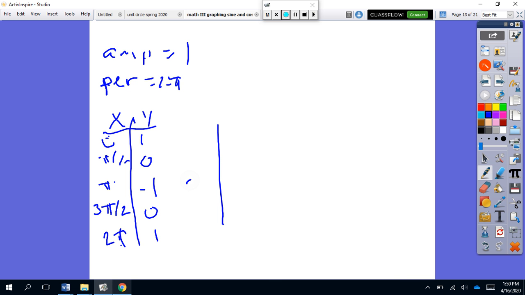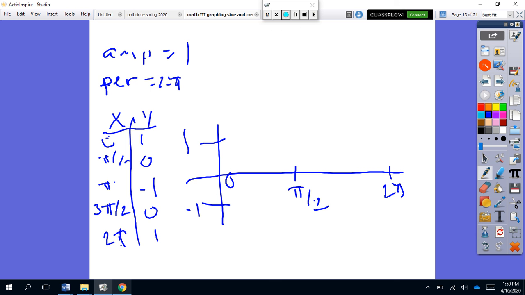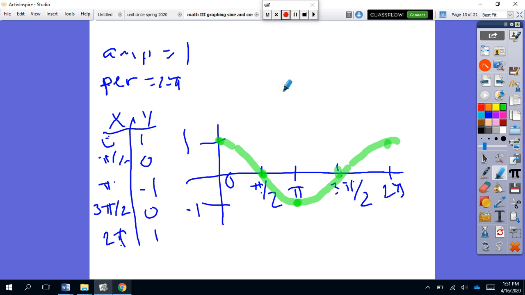So graphing that, 0, 2 pi. This is pi. This is pi over 2. And this would be 3 pi over 2. And then we start at the max, go to 0, go to min, 0, max. And that's how the cosine function looks.